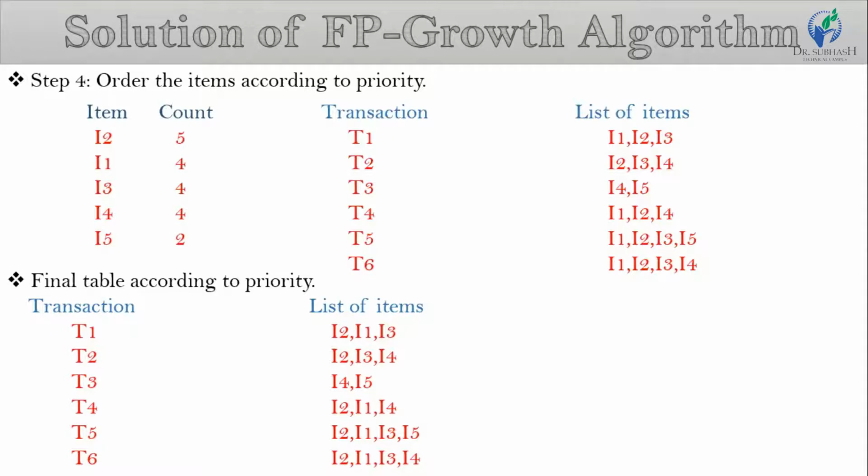In transaction T5, first item is I2, then I1, then I3, then I5. In transaction T6, we include first item I2, then I1, then I3, then I4. So in our next step, we consider this table. Now I explain the combination of steps 5 and 6 to build the FP tree.